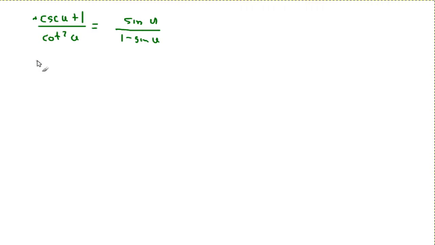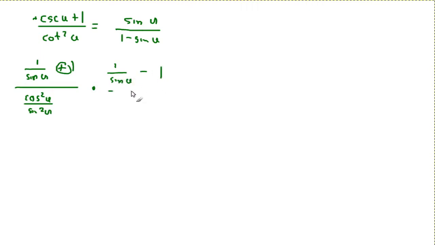So cosecant is equal to 1 over sine of u, plus 1 over, and cotangent is equal to cos squared of u over sine squared of u. And now I'm going to multiply by the numerator but with the opposing sign. So it's going to be 1 over sine of u minus 1. Let's just put this in brackets so that we don't get these mixed up.